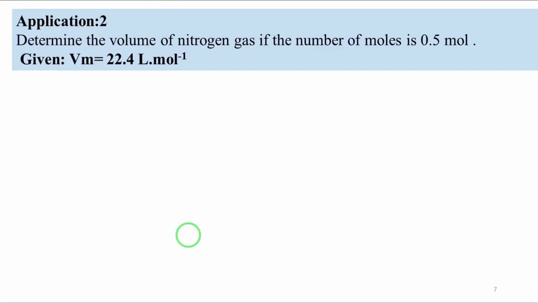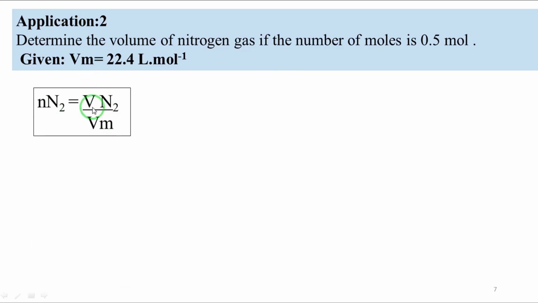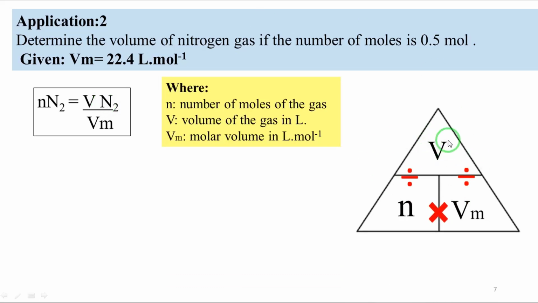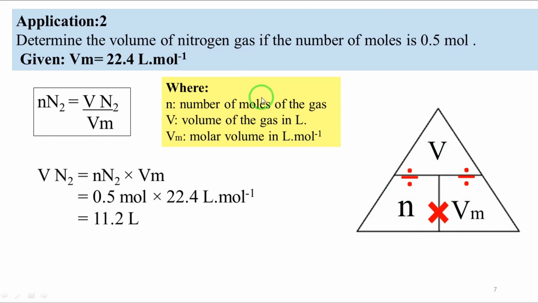Let's solve another application. Determine the volume of nitrogen gas if the number of moles is equal to 0.5 mole. So I'm going to use the same formula here, but in this application I need to calculate the volume of nitrogen gas. So I'm going to use the triangle. I will look here at the triangle. The volume occupied by nitrogen gas must be equal to the number of moles times the molar volume. So you have just to substitute the values here. We will get that the volume occupied by nitrogen gas is equal to 0.5 mole times the given molar volume, and it will be equal to 11.2 liters.